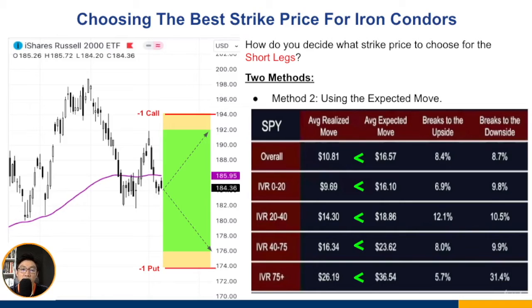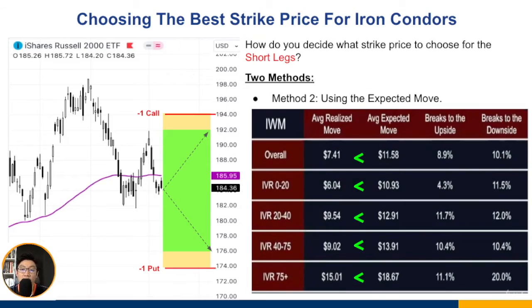As you can see down here, this is a study on SPY. They have even broken it down into different volatility levels, from 0 to 20, 20 to 40, all the way to 75 plus. In all the different volatility levels, the expected move is always greater than the realized move. This is for SPY. By the way, this is a pretty significant study set because it is across numerous years. I think they have a study set for over a decade or so.